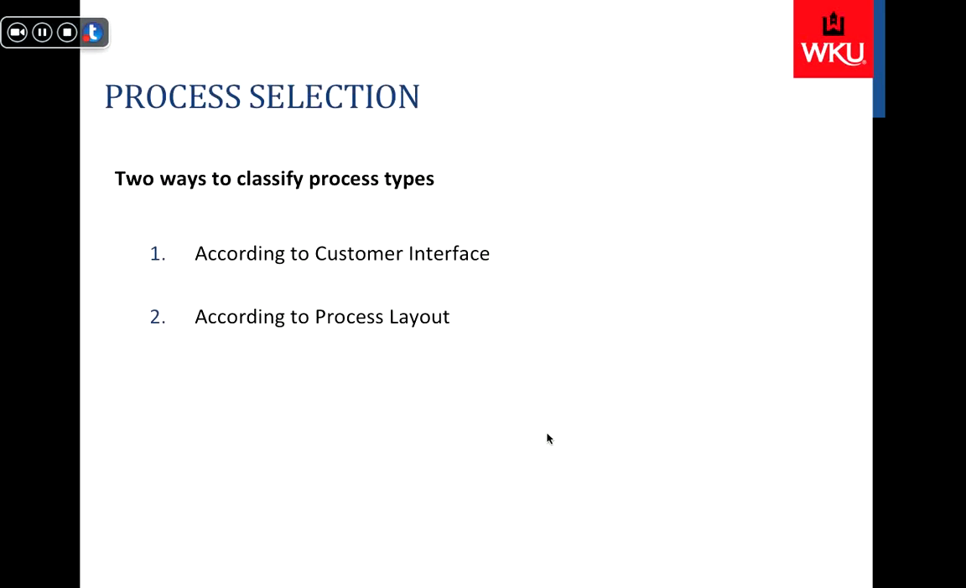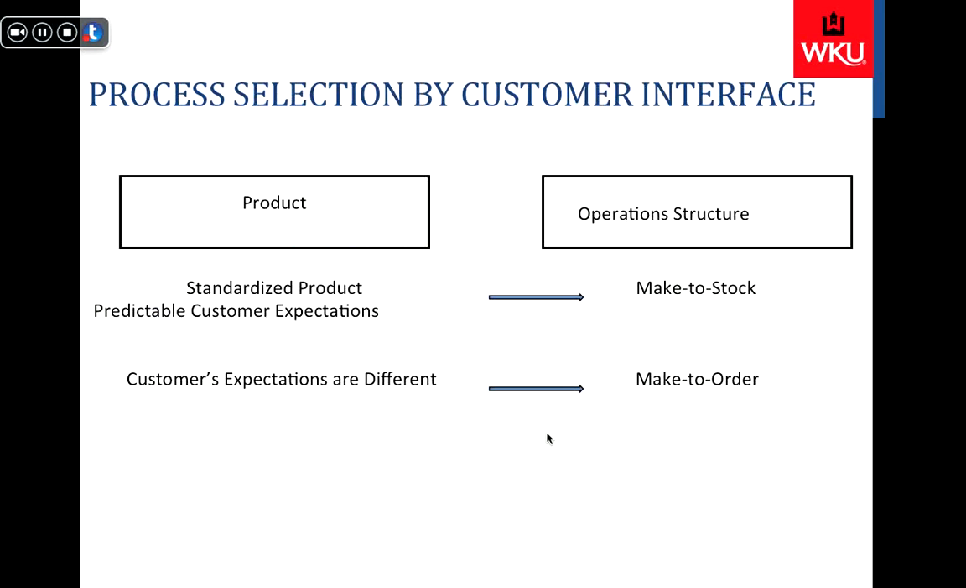Now let's focus on the process selection. There are 2 ways of classifying the process types. The first way is according to customer interface. The second way is according to process layout. Let's look at the customer interface first. It's either make to stock or make to order.